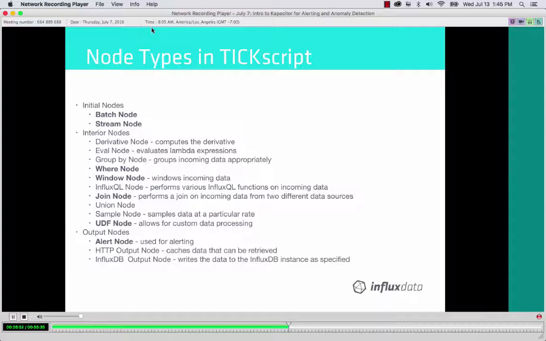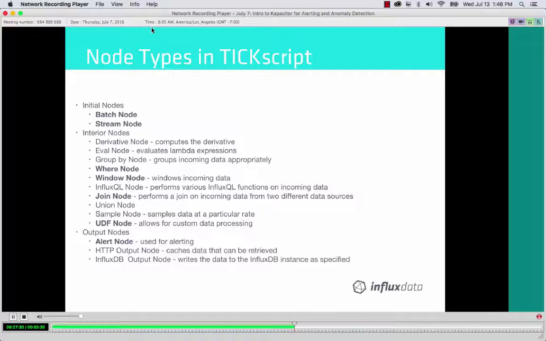In TICKscript, there's a bunch of different node types, and they come in 3 major categories in my mind. You have initial nodes, so that would be batch or stream that we've seen. So you can accept things in batches, or you can send data to InfluxDB in batches or as streams. The next thing that you have is these interior nodes. I've listed a few of them here. There's way more than I've listed here. So interior nodes can be things like computing the derivative, evaluating some Lambda expression, grouping incoming data appropriately.